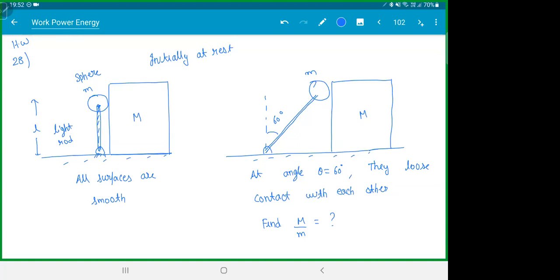This you will try, and in the next class, first thing we'll be discussing this. So we got a ball of mass m, the rod is light, length is L, and it is touching there. As it is going, the block will start moving to the right, and at one point they lose contact. They don't touch anymore. That happens at angle 60 degrees. Find capital M by small m. I hope the question is clear, everyone.